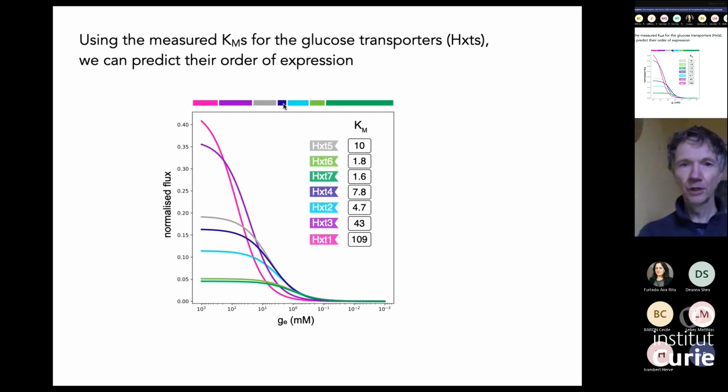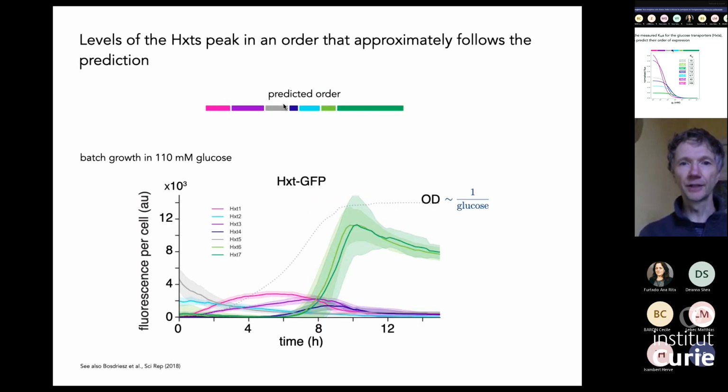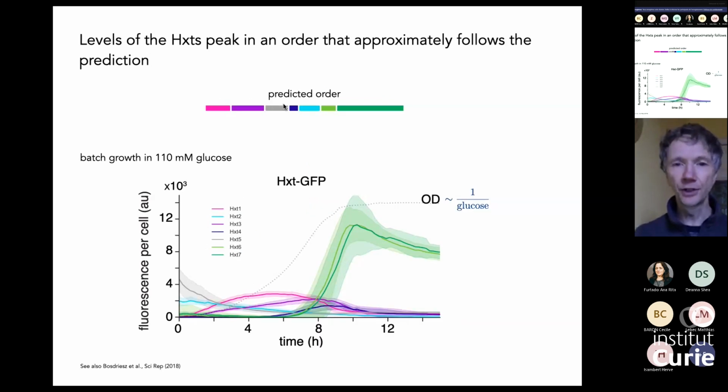To see if that prediction of the order is correct, what we did is we used a fluorescent protein to tag the HXTs in yeast, and then we put these cells into 2% glucose, which is about 110 millimolar, and let the cells consume the glucose and watch what happened over time.